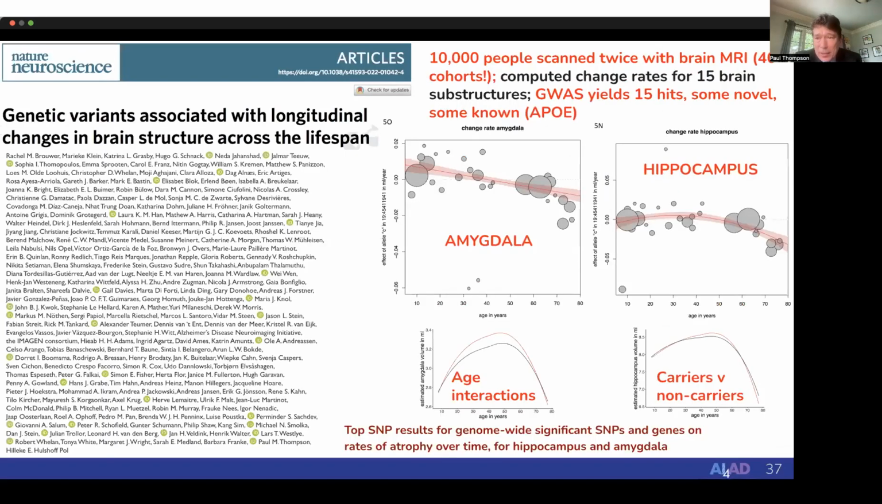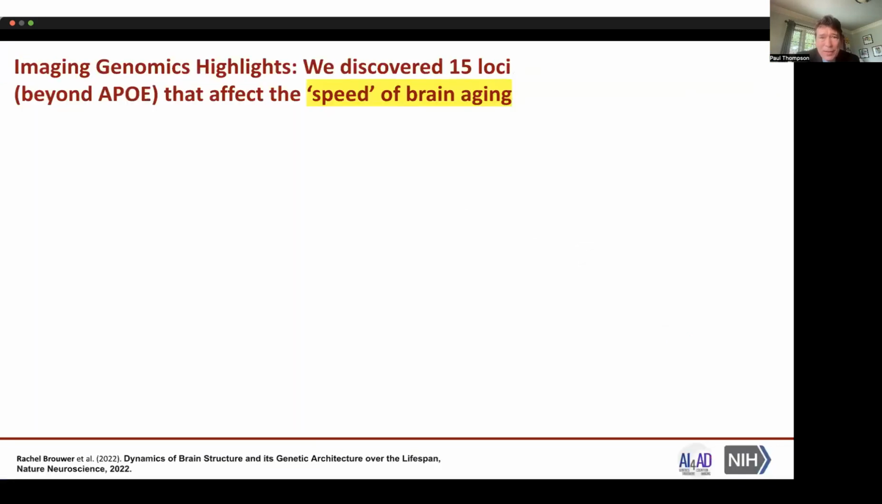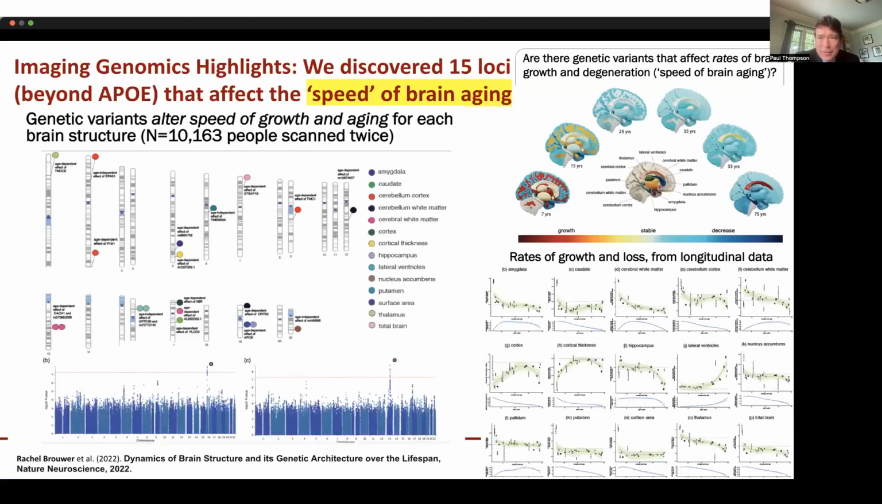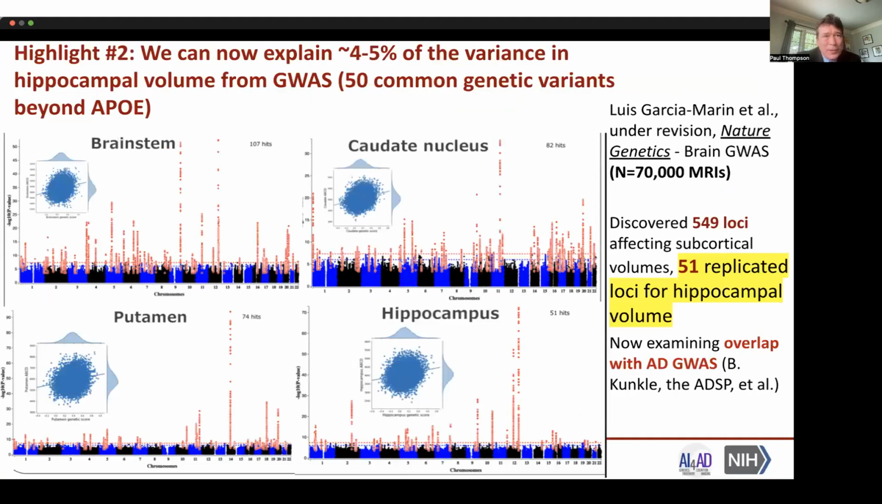We also led genome-wide association studies that discovered in the last year loci in the genome associated with faster brain tissue loss. So this particular paper in Nature Neuroscience last year finds 15 markers in the genome, common variants that are associated with the speed of brain aging. Of course, these are very attractive drug targets for the future.